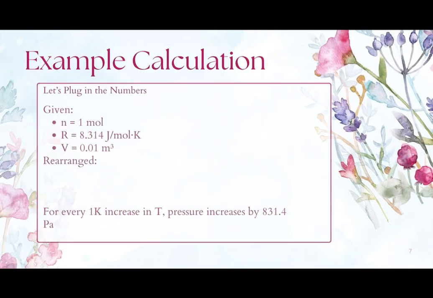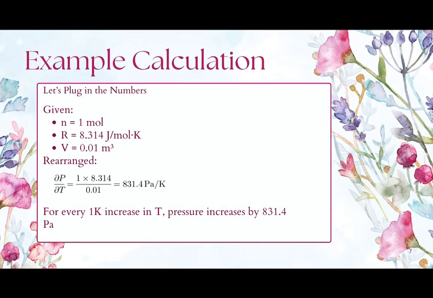Let's see in action, which is n equals 1 mole, R equals 8.314, V equals 0.01 meter cubed. So now we plug in the values, which is 1 times 8.314 over 0.01. The answer is 831.4 Pascal per Kelvin. That means for every 1 Kelvin temperature rise, pressure increases by 831.4 Pascal. That's like a balloon of pressure in just 1 degree.